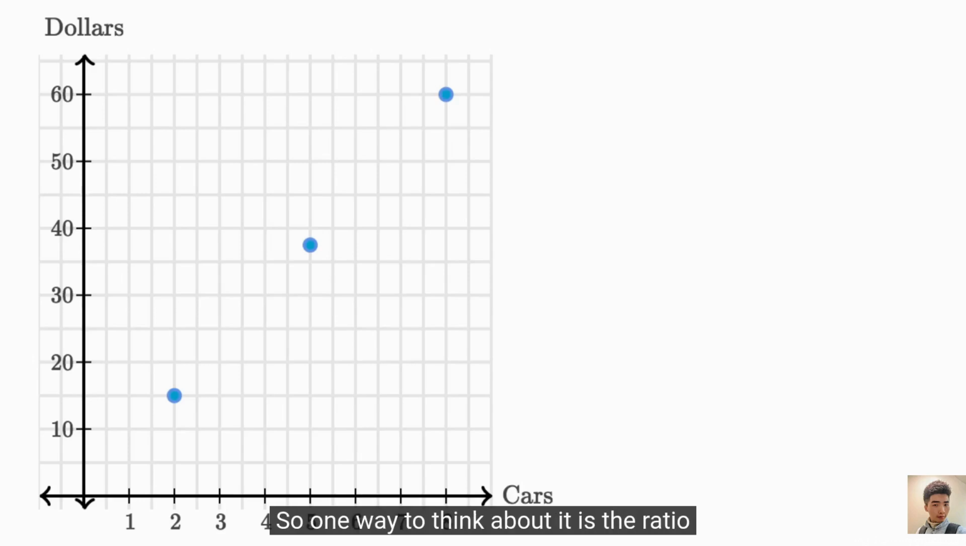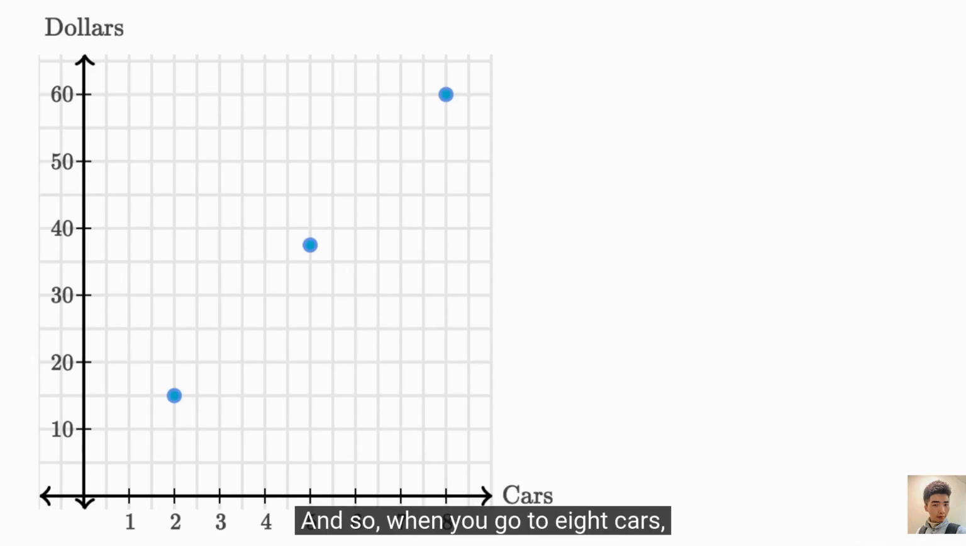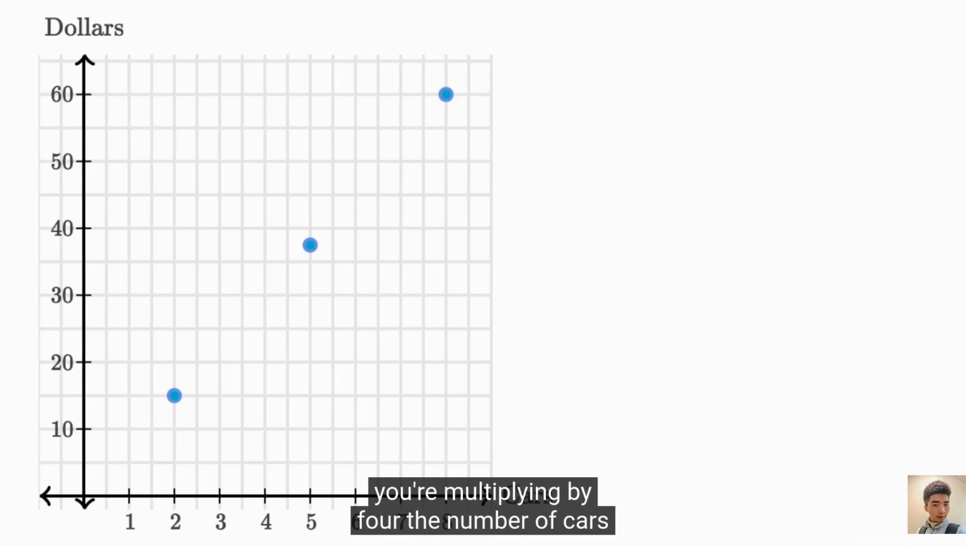So one way to think about it is the ratio between the number of cars he's washing and the dollars stays at 2 to 15. Notice 2 cars for every $15, or I guess I could say $15 for every 2 cars. And so when you go to 8 cars, you're multiplying the number of cars by 4, and you're also multiplying the number of dollars by 4. So once again, since we have a fixed ratio here, all 3 of these points sit on the same line.